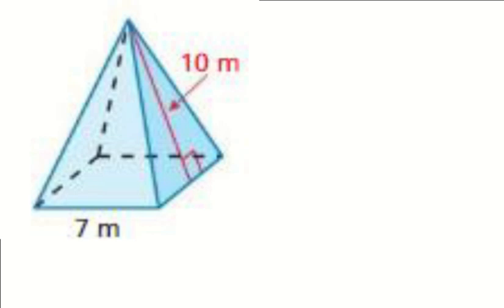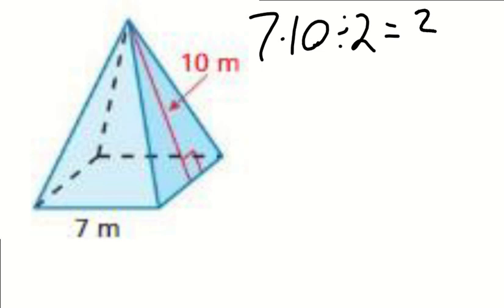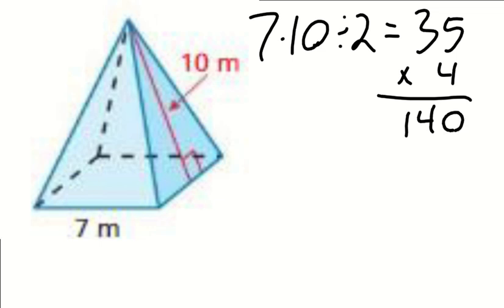All right, this is a square pyramid. Okay? From the 3D shape, I think it's easier to start with the triangles. So what's the base and height for my triangle? 7 and 10. Usually they only give you those 2 numbers. So we got 7 times 10 divided by 2. That's 35. How many triangles does a square pyramid have? 4. So we go times 4. That's 140.